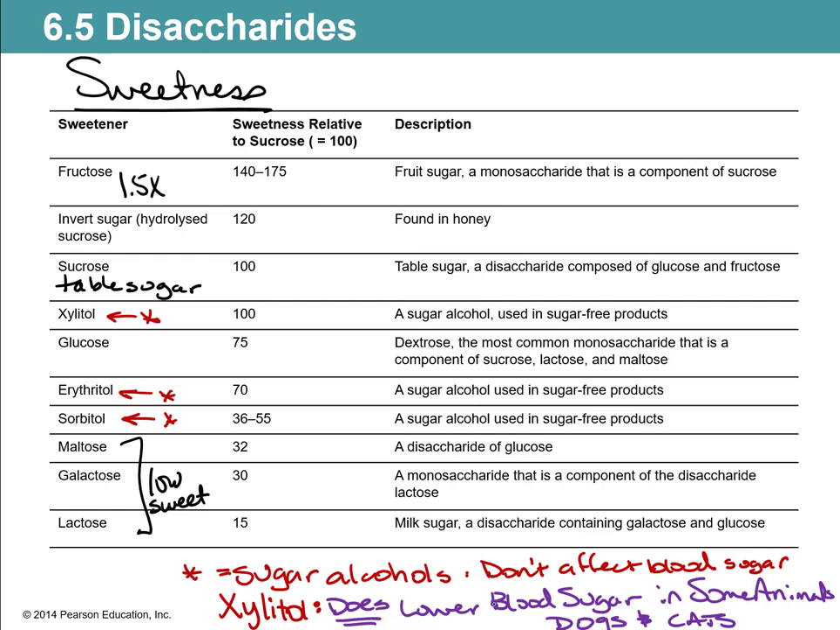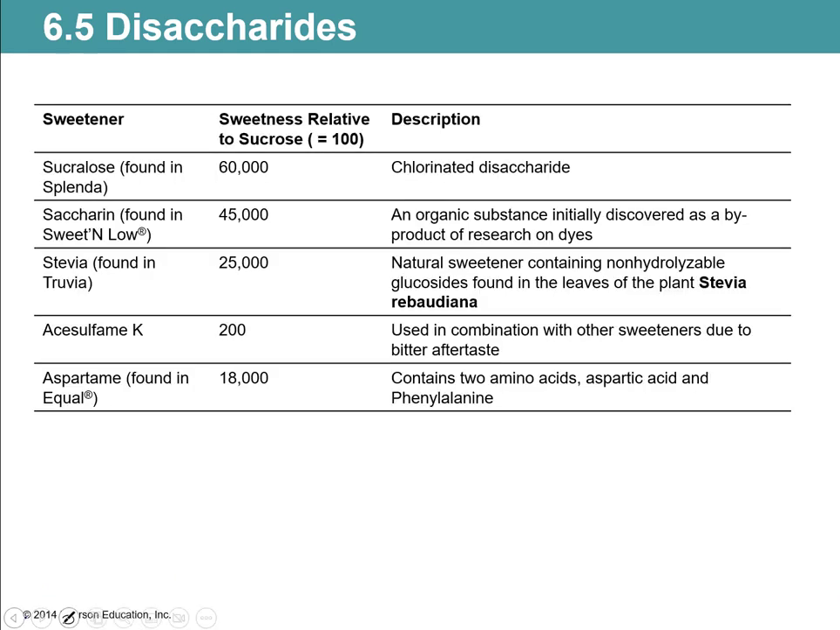So here's the other interesting thing: look at these. Remember we said the scale is 0 to 100. Sucralose, which is found in Splenda, has a sweetness scale of 60,000. So 0 to 100 was the normal scale. Remember, table sugar is 100. Saccharin, 45,000. Stevia, which is the only natural one, was found in a plant. The stevia plant, they extracted it. And it's 250 times sweeter than sugar.